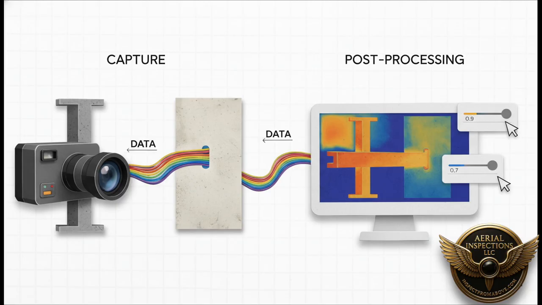You can go back to your computer, open the image in your software, and then assign the correct emissivity and reflected temperature to different parts of the image. You can analyze the metal beam and the concrete wall right next to it, each with their own correct settings. It's the key to doing flexible, accurate, and defensible work.